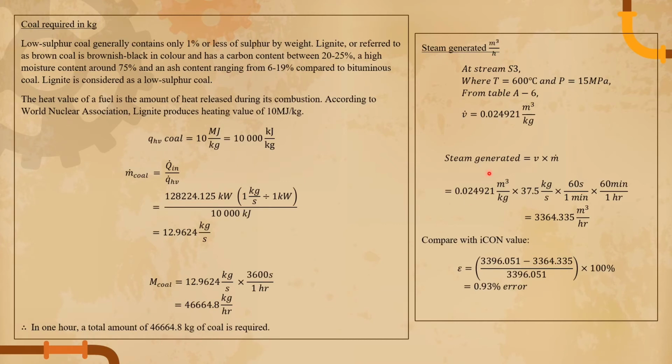For the steam generated, we take the steam generated at stream S3, which is the outlet stream from boiler. Using this formula, we obtain steam generated is 3,364.3 m3 per hour. When we compare this value with the value we obtained from ICON, we get a percentage error of 0.93%, which is lesser than 5%, hence permissible to be used.